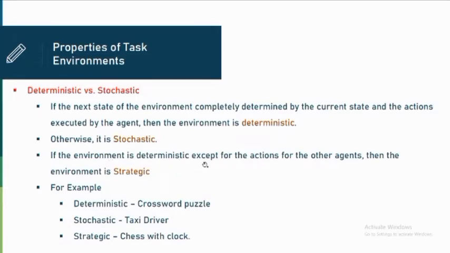If the environment is deterministic except for the action of the other agent, so when we play chess with somebody, we know the steps. When we play chess with someone, we know what we can perform if the other player is performing this type of task. We know this environment, right? So that is our strategy. Our strategy is decided based on the other player's activity. So this is the environment; it can be deterministic or it can be stochastic.